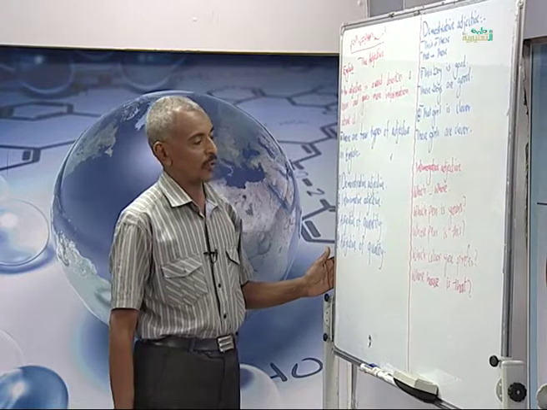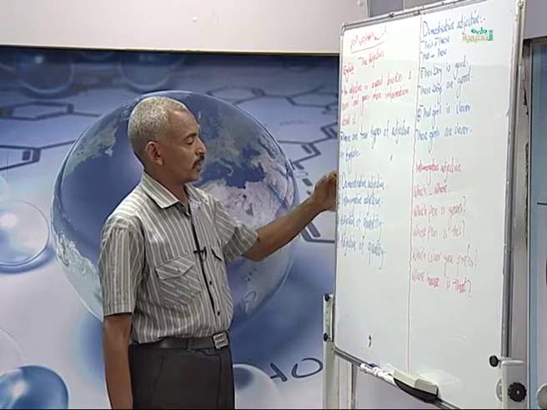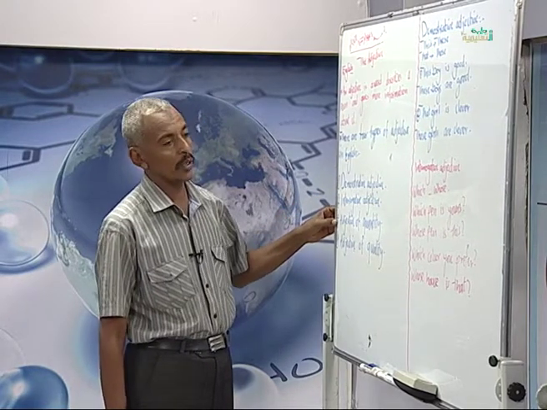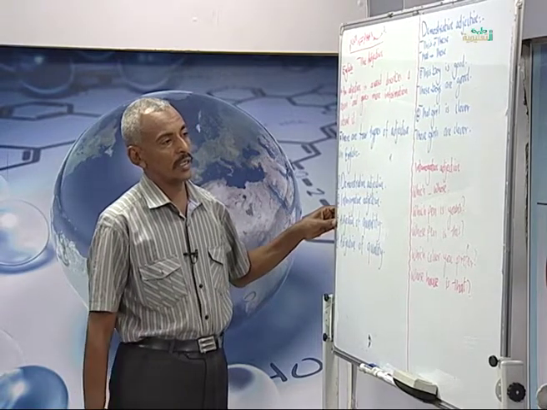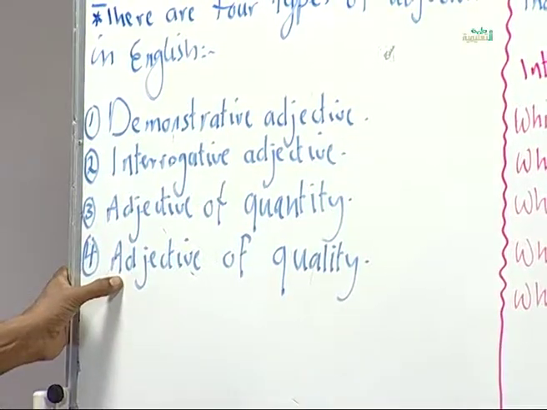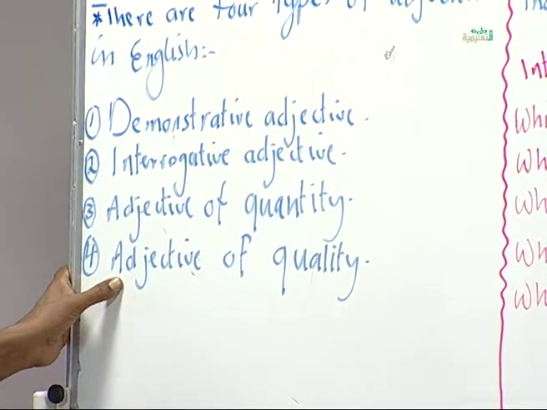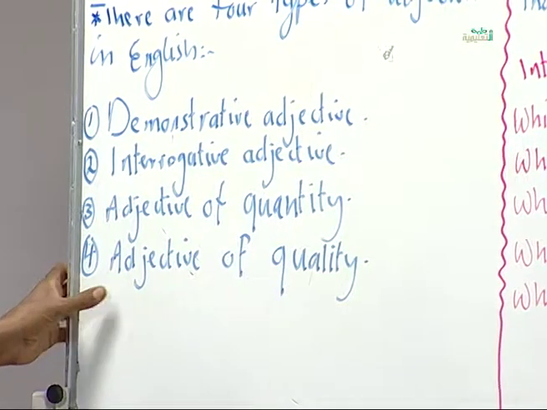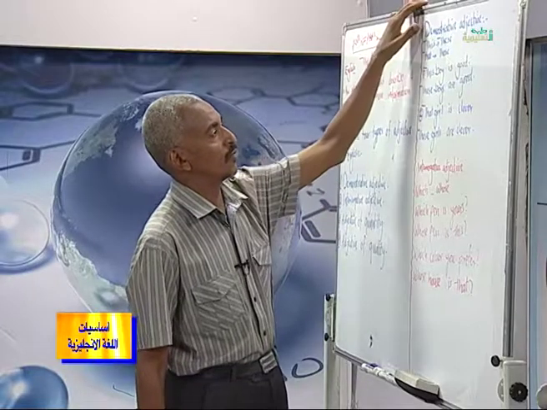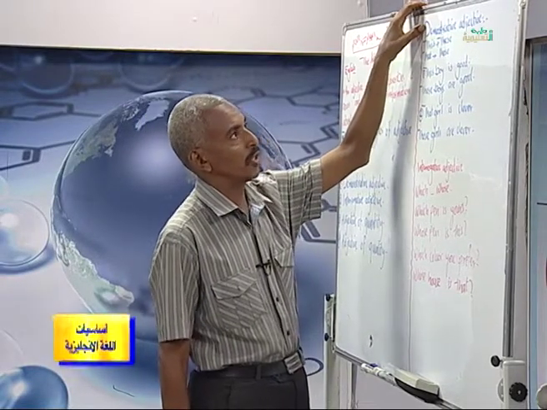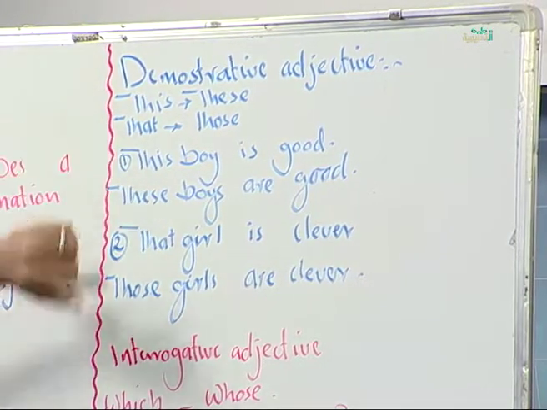For these 3 types of adjectives, the first one, the second one, and the third one, we are going to have them together in this lesson. For adjective of quality, which is the most important one of them, we are going to have it in a coming lesson. Okay, let us see demonstrative adjective. Demonstrative adjective, we can introduce it through these adjectives.